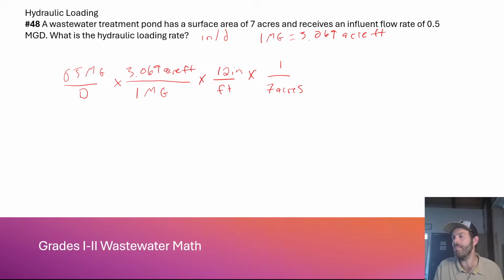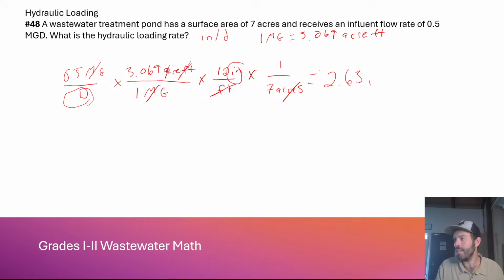So this gets into some nuanced math stuff I'm not going to talk about. Don't worry about it. Just know that 1 MG is 3.069 acre feet. So MG cancels out, acres cancel out, because that's why I have 7 acres on the bottom. I have to divide by those 7 acres to get that acre to go away. Feet cancel out right here because I'm going to inches per day. So that leaves me with inches per day left over. So 0.5 times 3.069 times 12 divided by 7, you should get 2.63 inches per day.